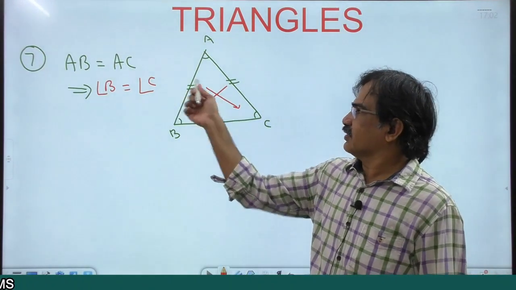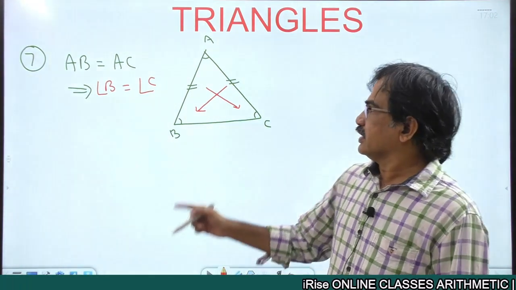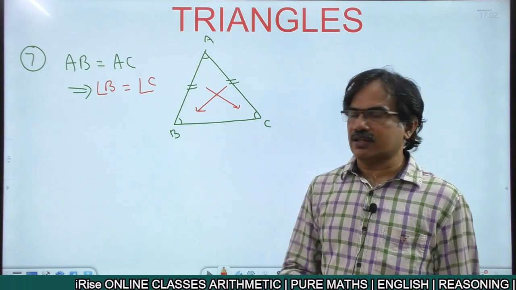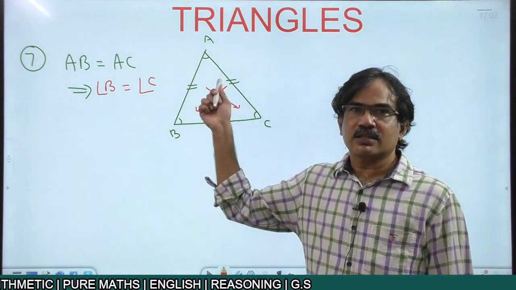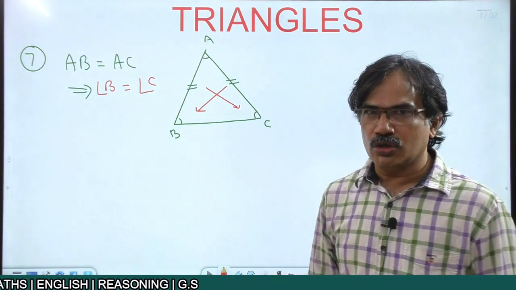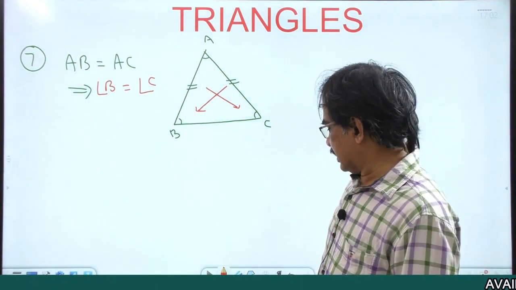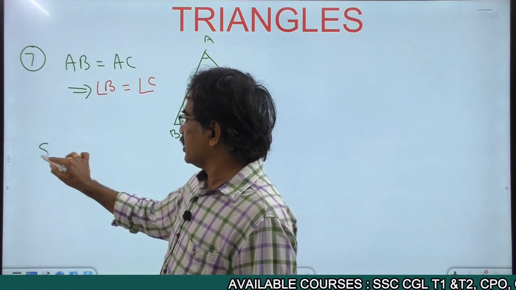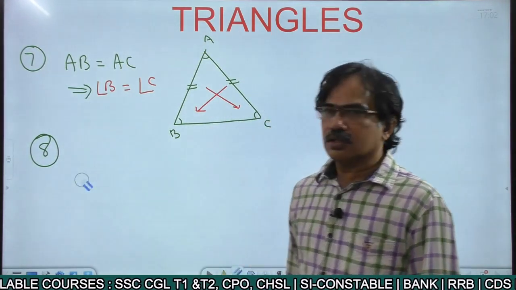If two sides of a triangle are equal, then their opposite angles are also equal, and vice versa. For example, if two angles of a triangle are equal, then their opposite sides are also equal. Okay, this is point number 7. Next we go to point number 8.